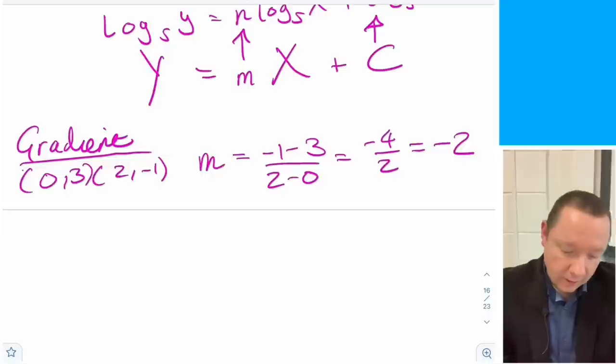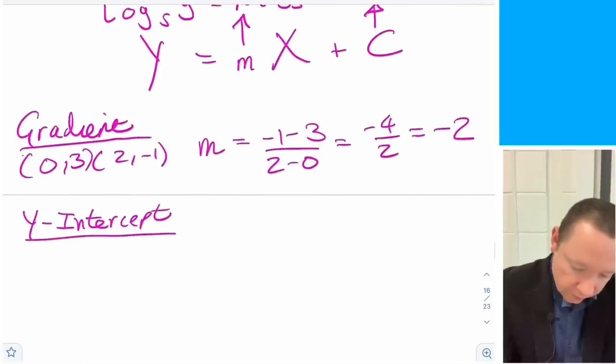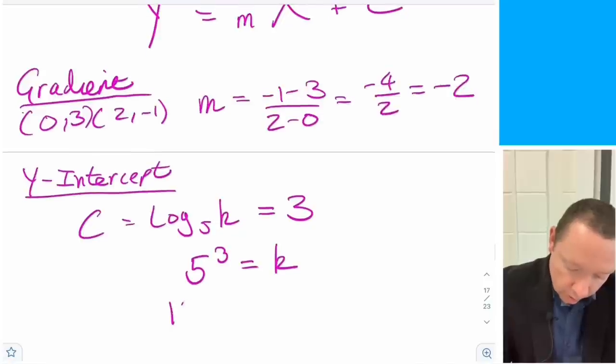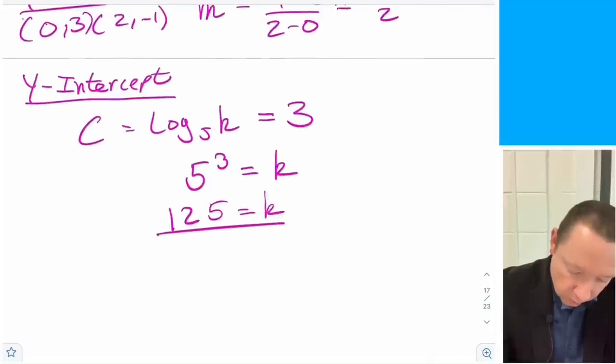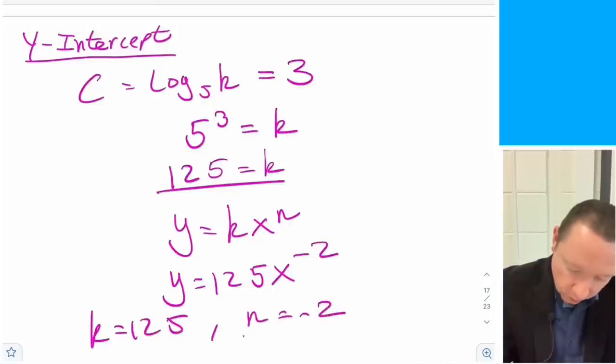We can then do our y-intercept. That's c, remember. So c was log 5k. That crosses the y-axis at the number 3. So that means that 5 cubed equals k. So 125 equals k. So to answer our question, we had y equals kx to the power of n. So y is 125x to the minus 2, where k equals 125 and n equals minus 2.